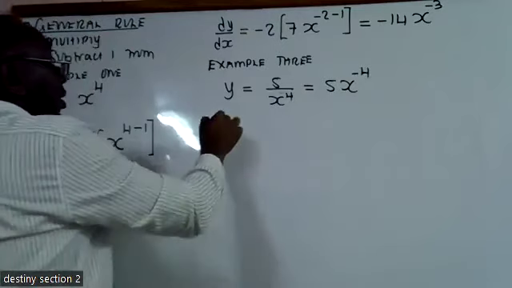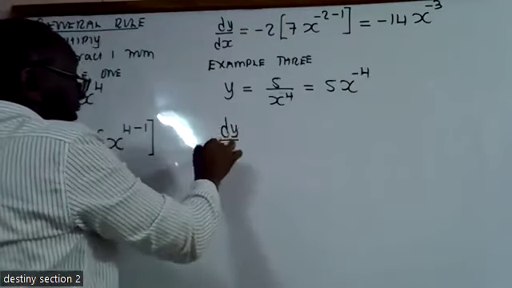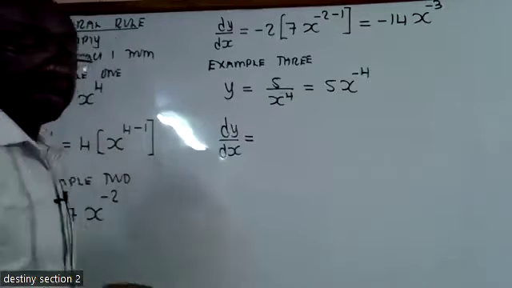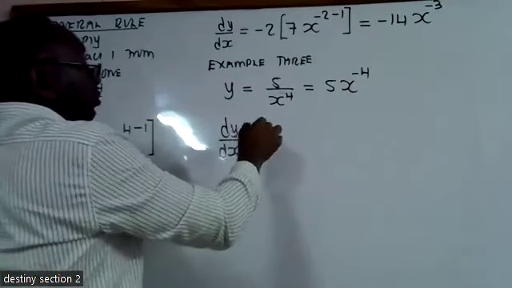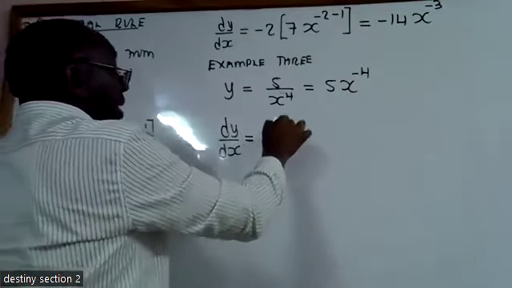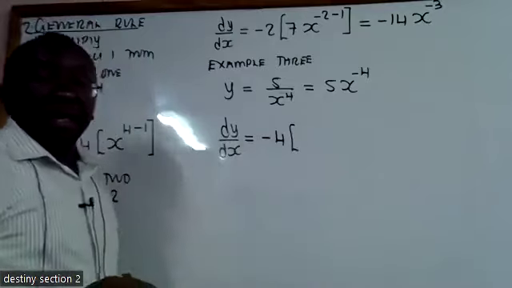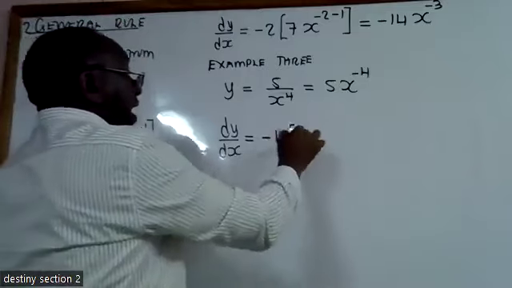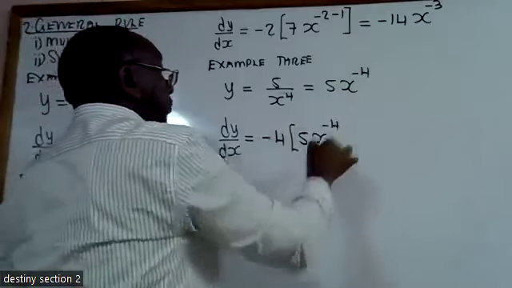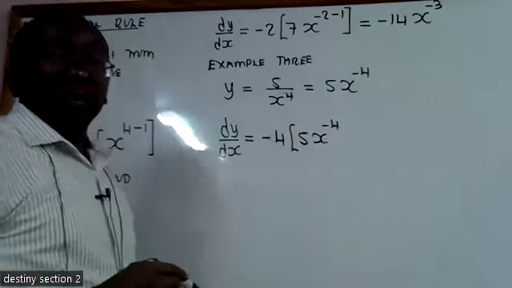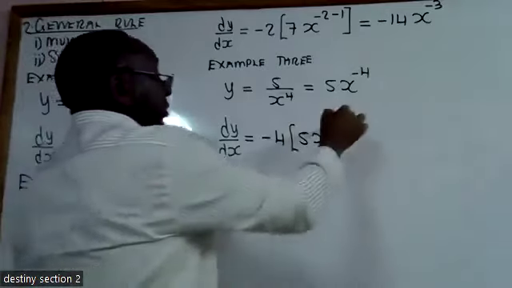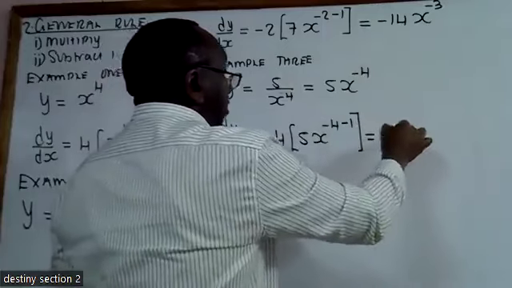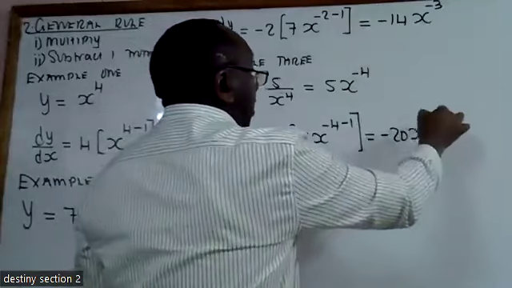Now, when you say dy dx, you take the original power minus 4, then you multiply by this function, 5x raised to power minus 4. Then you subtract 1. And the answer will be minus 20x raised to power minus 5.